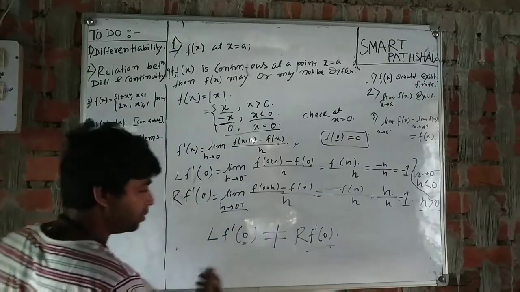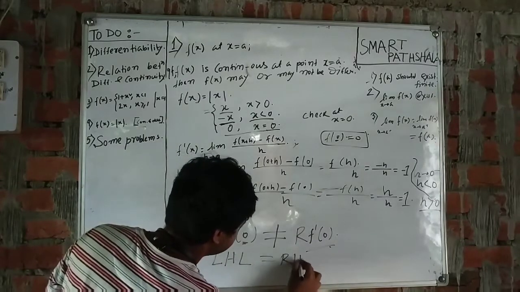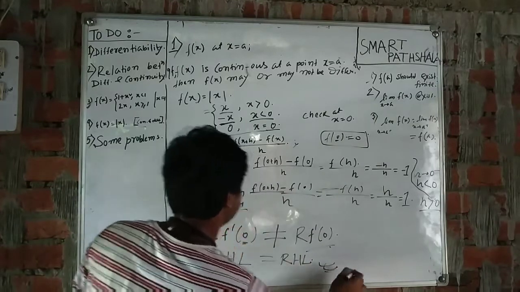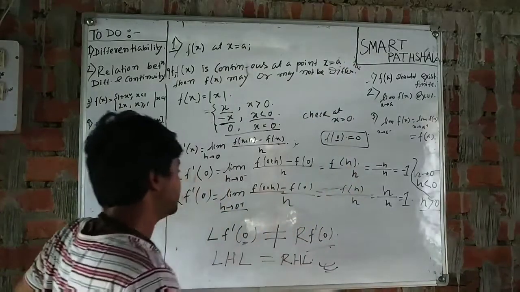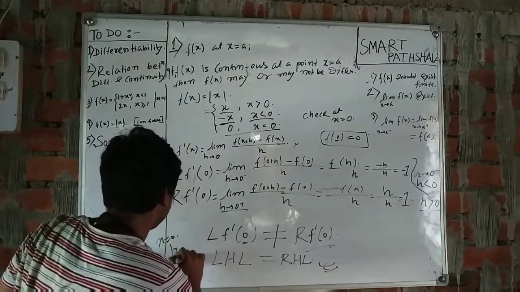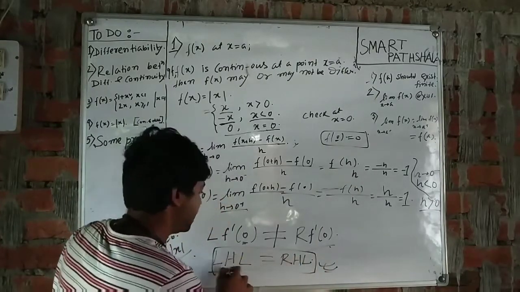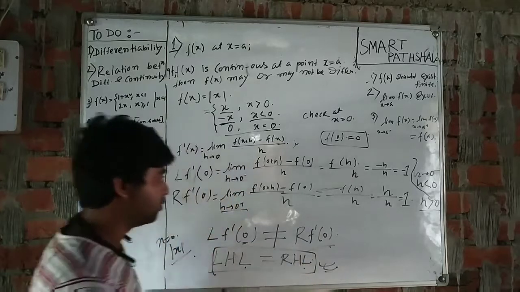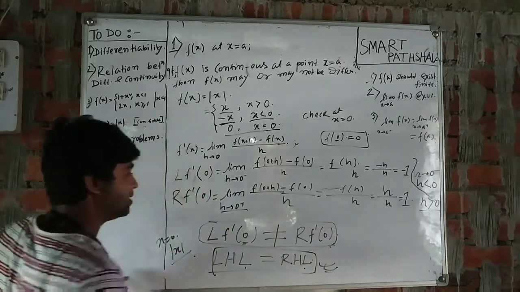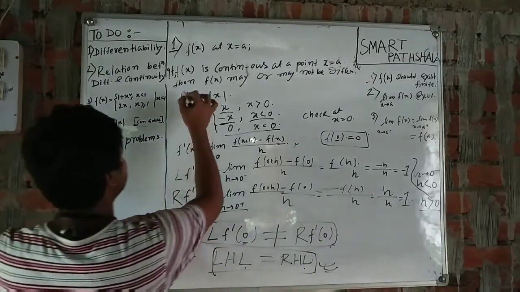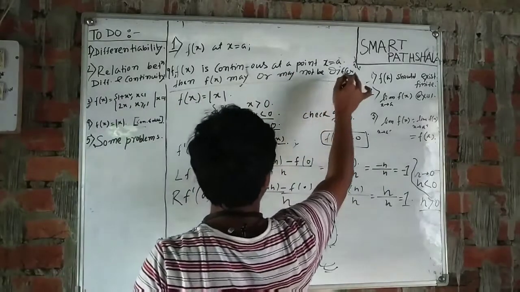Previously we had the condition that the left hand limit is equal to the right hand limit, and this condition is satisfied. Now, according to the statement, f of x is continuous at a point x equal to a, which means at x equal to 0 this mod function is continuous. This is proved by LHL equal to RHL. But for differentiability, we need these two derivatives to be equal. But this is not the case here, which satisfies this statement: then f of x may or may not be differentiable.